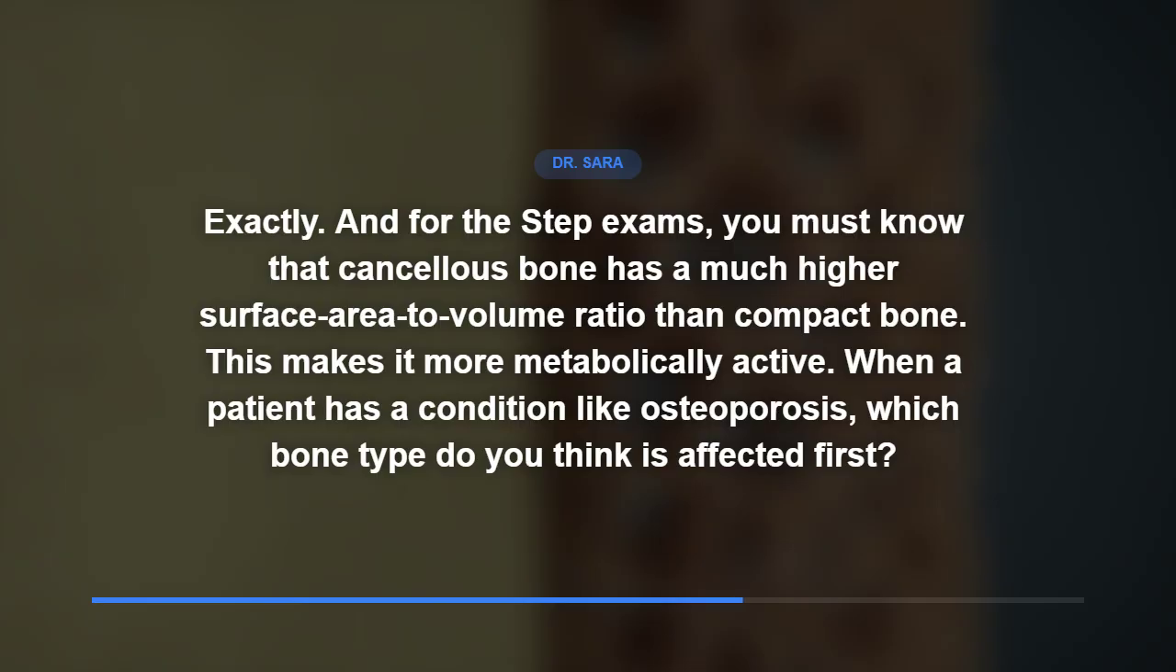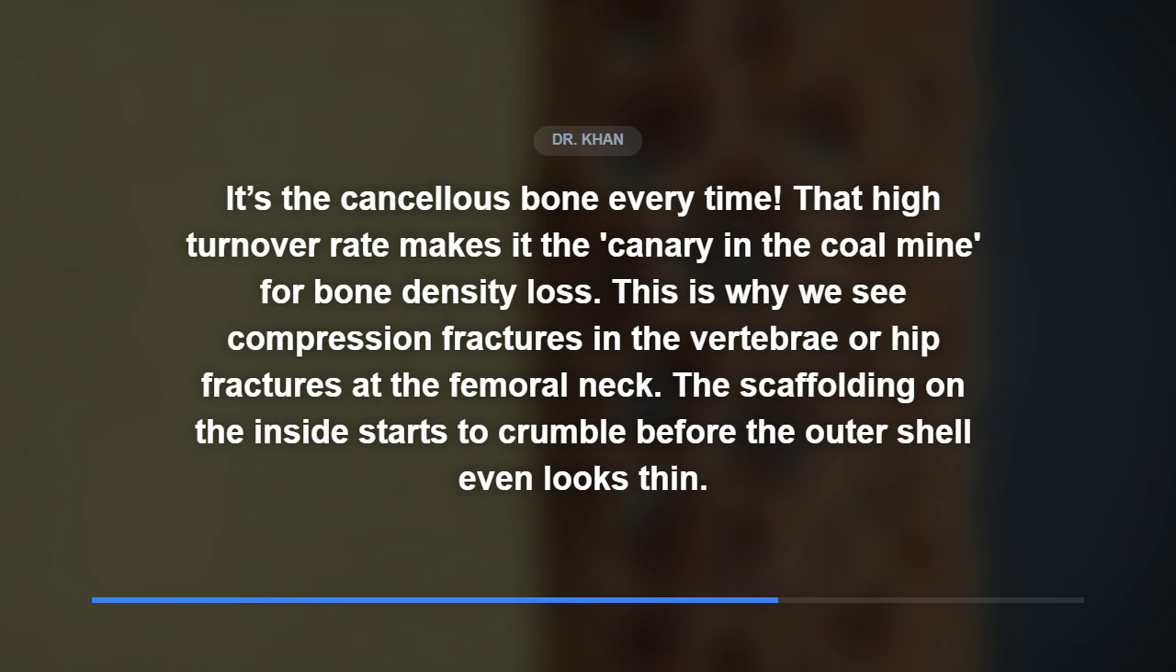Exactly. And for the STEP exams, you must know that cancellous bone has a much higher surface area to volume ratio than compact bone. This makes it more metabolically active. When a patient has a condition like osteoporosis, which bone type do you think is affected first? It's the cancellous bone every time. That high turnover rate makes it the canary in the coal mine for bone density loss.